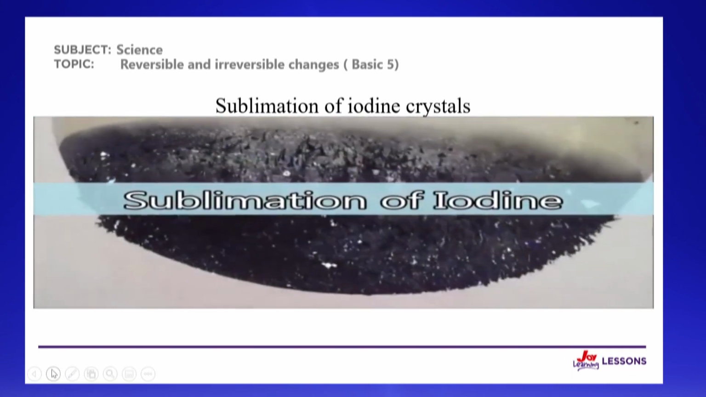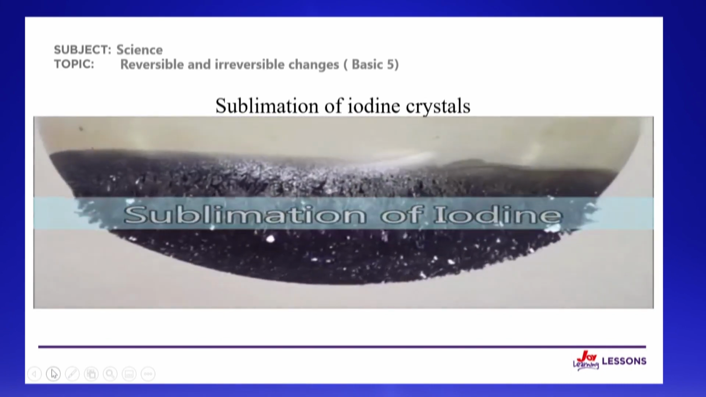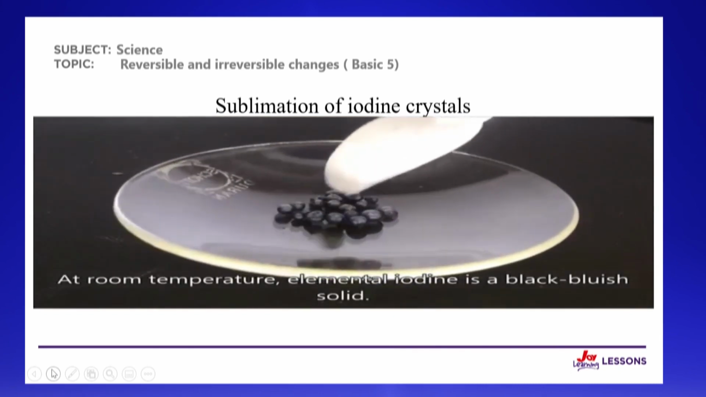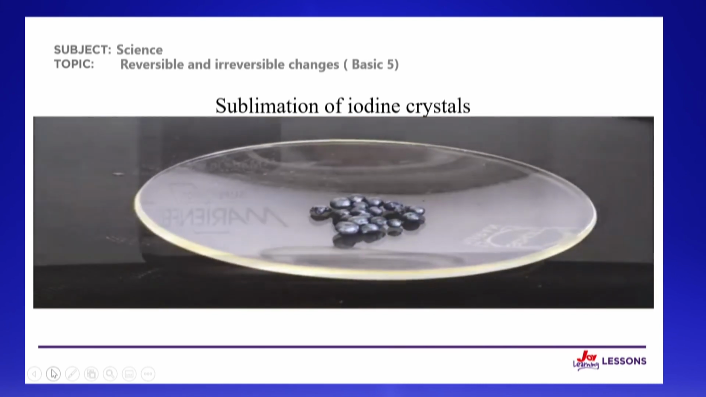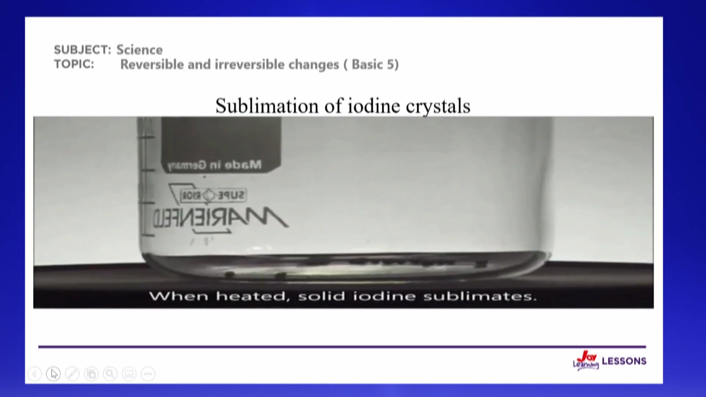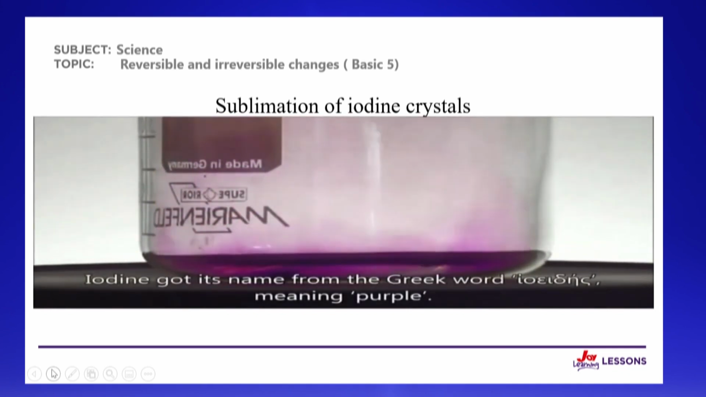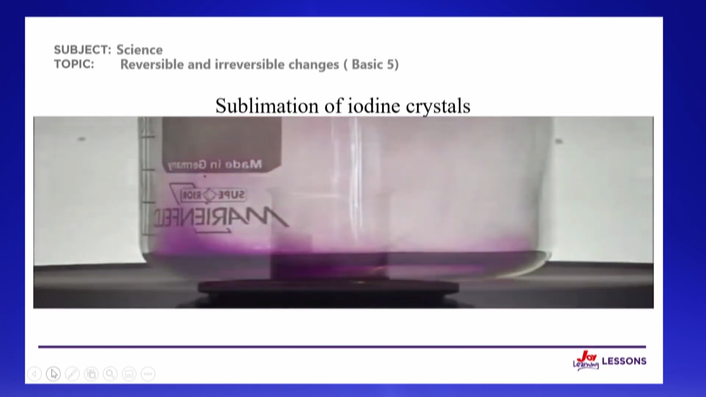Iodine crystals, when it is heated, iodine crystal, very solid. When it is heated, it will change to gas. So we say it will sublime. And the process is what we call sublimation. So on your screen, when you heat the iodine crystals, it changes to gas. Now, when you cool, the gas will condense and come back to the solid state.